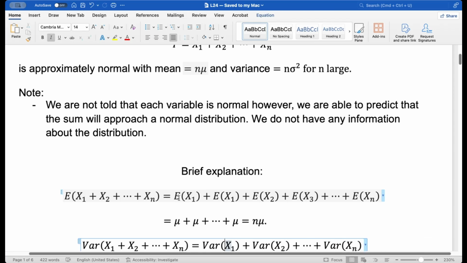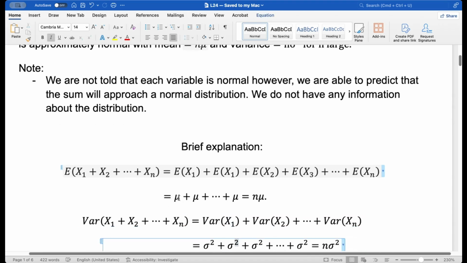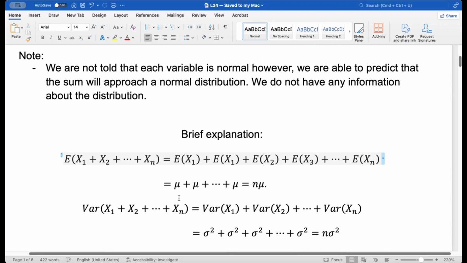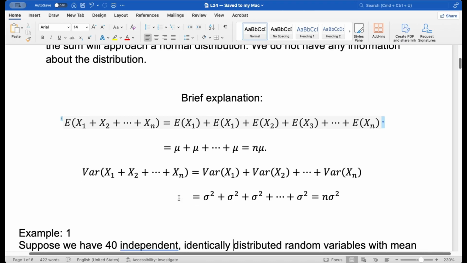Variance is additive when the variables are independent, which we're told, so it's the sum of the variances, which is sigma squared repeatedly added to itself, which is n times sigma squared. So for the sum, the expected value is n times mu, variance n times sigma squared.